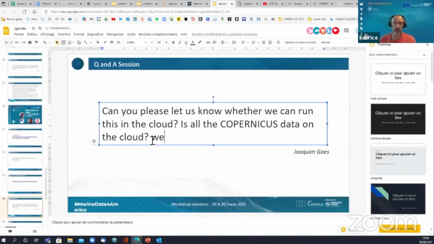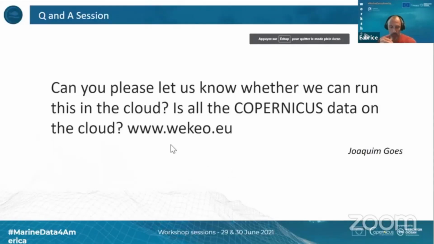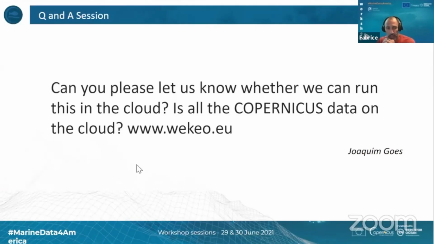Wikio is the data information access service developed by the Copernicus services and EUMETSAT. If you go on this platform, and it's free like the Copernicus Marine Service, you can register and you will have access to a dedicated Jupyter Hub from your dashboard, and you can upload all the Jupyter notebooks you want and play with all the data from Copernicus.